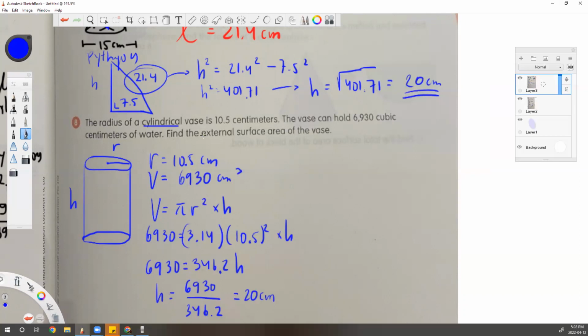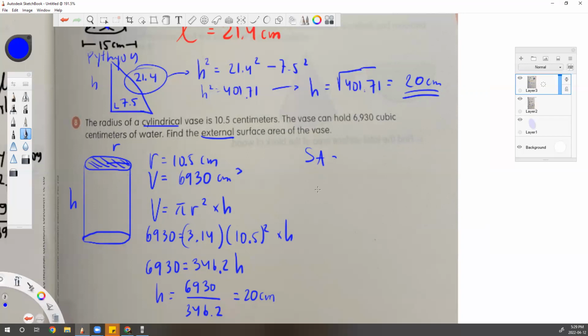But the question is asking to find the external surface area of the vase. So the surface area is equal to, if we are looking at the cylindrical vase, do we have the top surface, Stacy? Is the circle above there? We can find the area because we have the radius. That's not answering my question. The question is, is this circle there? This one that I shaded?